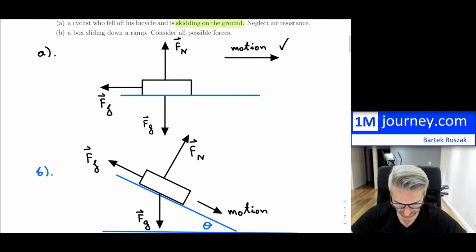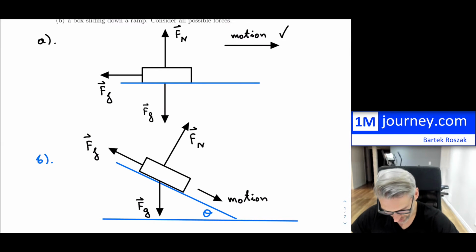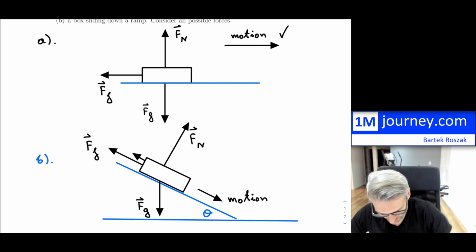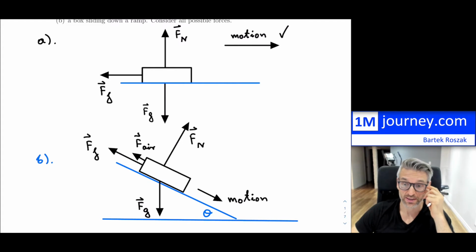Now, they didn't say neglect air resistance. I mean, there's not going to be much air resistance in here, but there's going to be a little bit. So you can certainly draw that air resistance there. Well, it's not letting me. There it is. Okay, so this is going to be the force, and this is still friction, but it's going to be the air resistance that you have. And again, it's going to be opposing the motion.